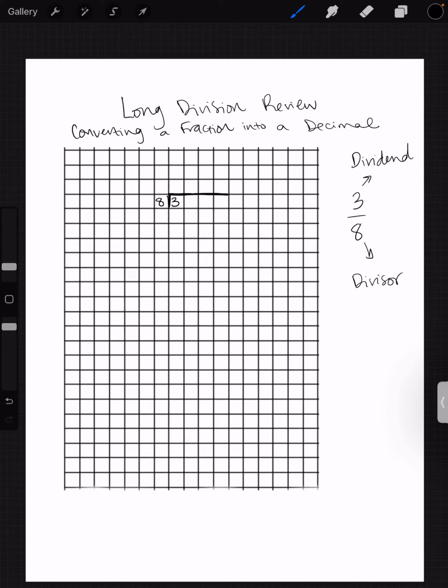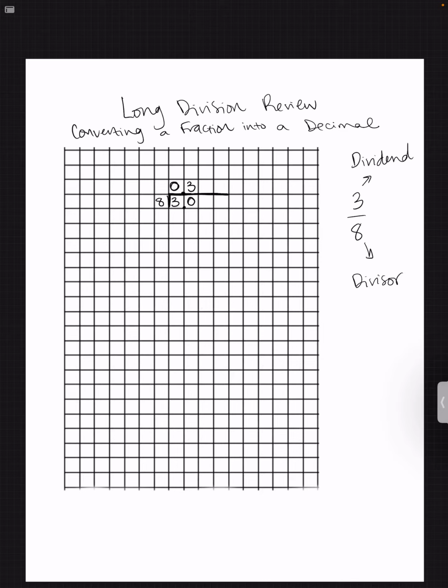Well, because it cannot go into 3, we are actually going to put a 0 right here. We're going to bring up our decimal. And now see how many times 8 can go into 30. So 8 can go into 30 3 different times.